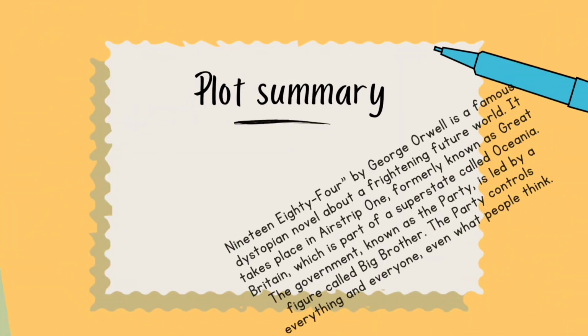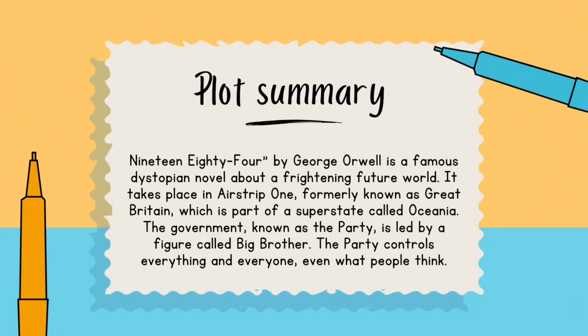Plot summary: 1984, by George Orwell, is a famous dystopian novel about a frightening future world. It takes place in Airstrip 1, formerly known as Great Britain, which is part of a superstate called Oceania. The government, known as the party, is led by a figure called Big Brother. The party controls everything and everyone, even what people think.